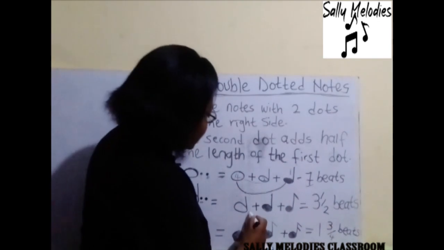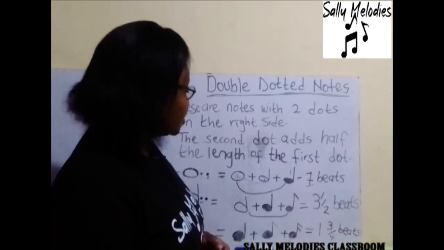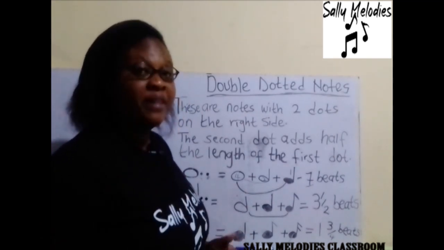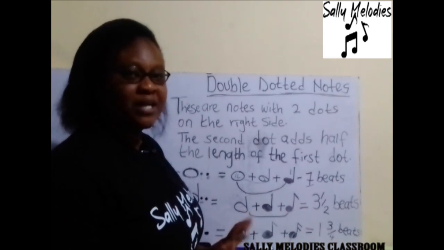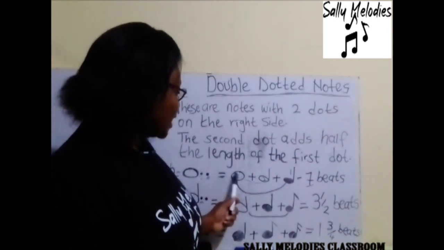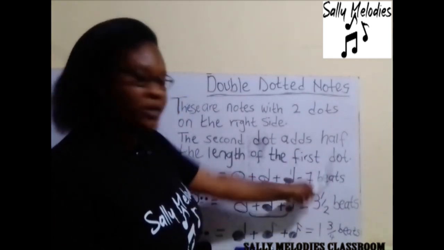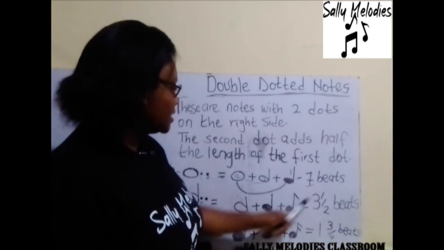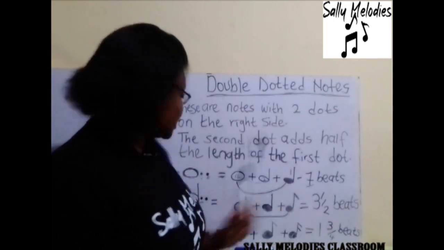This one will give you the correct duration if only you do your mathematics correctly. This is all about mathematical concepts. You must be able to add this plus this plus this to get the total beats.